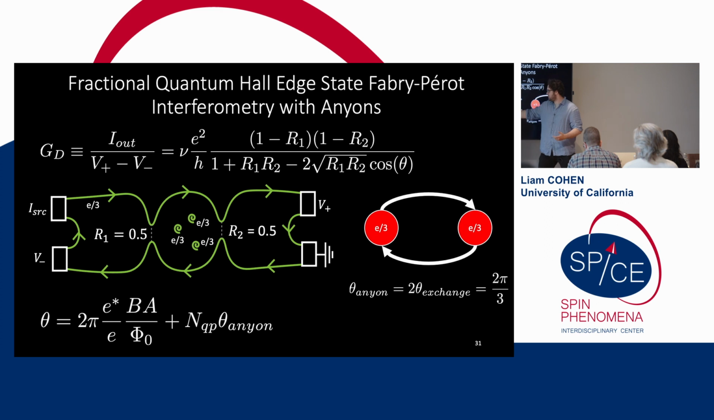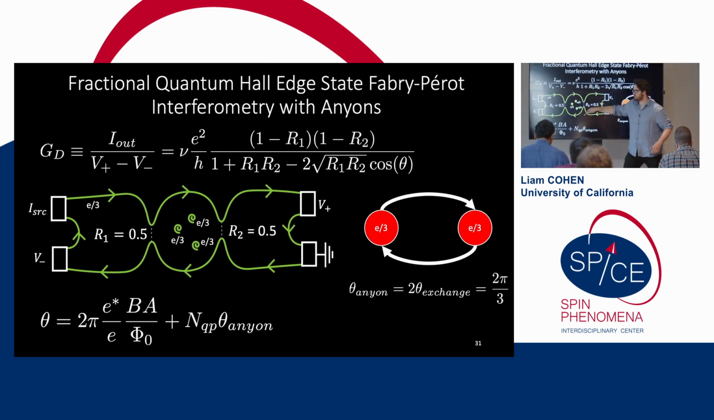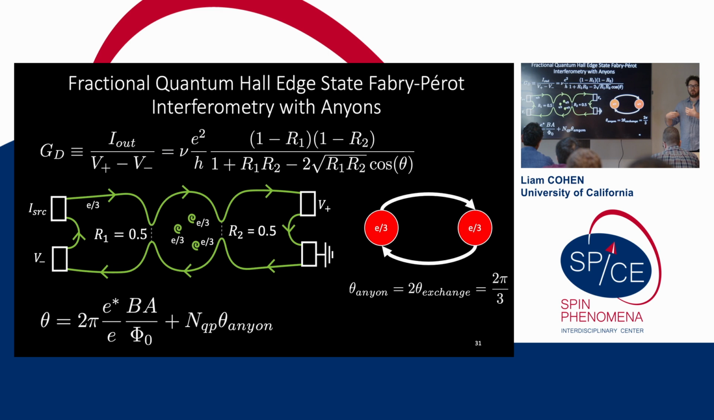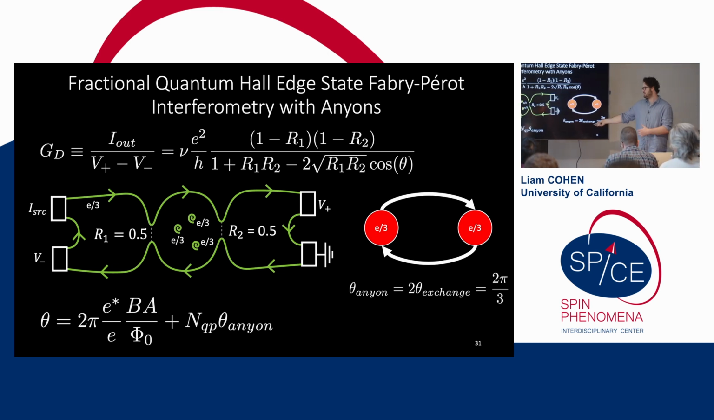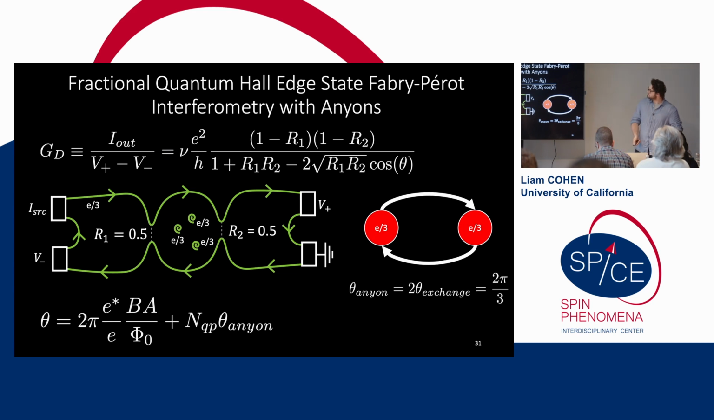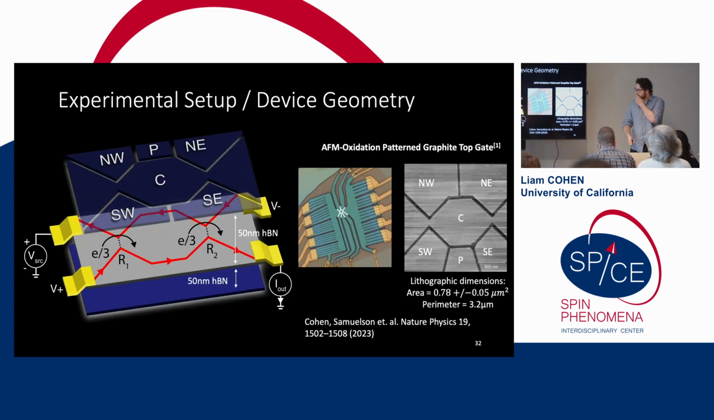because if I have some number of localized anyons in the bulk of my interferometer, and then my e/3 comes in and makes a circle, that's like doing a double exchange. And so I end up getting an additional contribution to this theta beyond the Aharonov-Bohm phase, which is twice the exchange phase of the anyonic quasi-particles. So this is our experiment, sort of same idea.